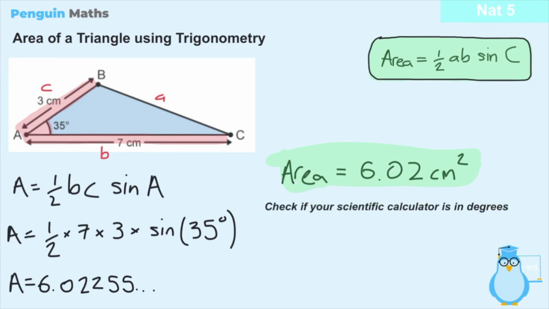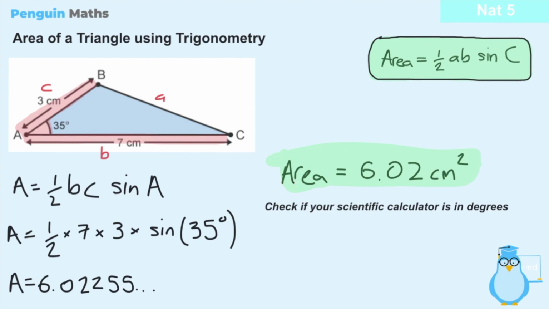And just a little note, if you didn't get this answer but you followed along with the same steps, maybe just check to see if your scientific calculator is working in degrees. How do you check that? Well, when you look at the top of the scientific calculator, what you should see is a little letter D representing degrees inside a black box.